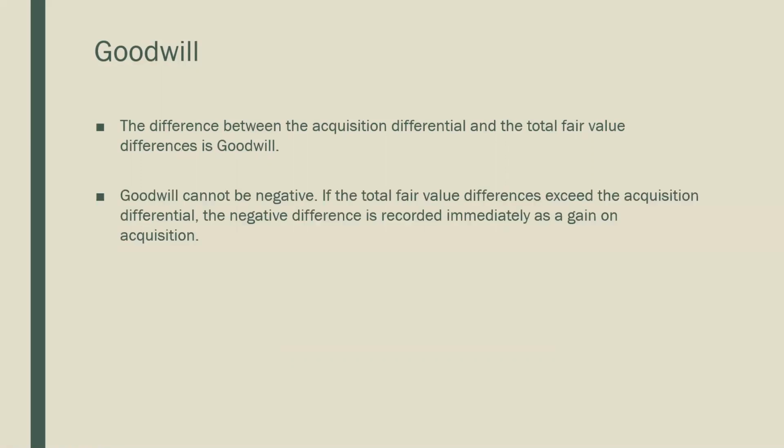Goodwill is basically the difference between the acquisition differential and the total fair value differences. So acquisition differential minus the total of fair value differences gives us goodwill. Once again, goodwill cannot be negative. If the fair value differences total exceeds the acquisition differential, the negative difference is recorded immediately as a gain on acquisition. The gain on acquisition is included in retained earnings of the acquirer. The goodwill on acquisition is reported on the consolidated balance sheet.